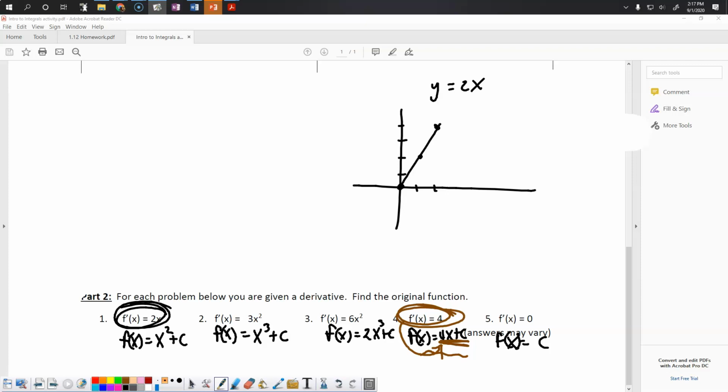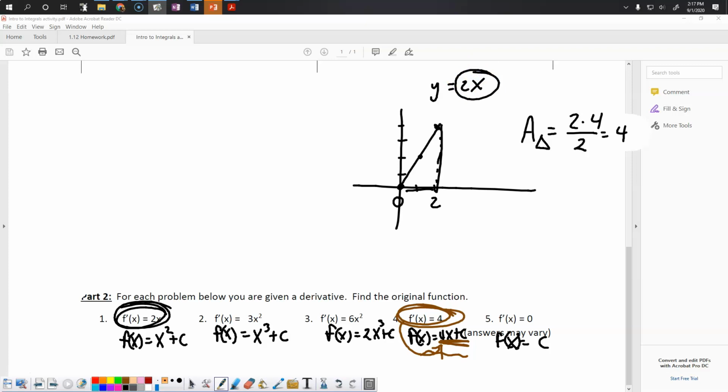Now let's say I wanted to find the area between 0 and 2. Well, that just so happens to be a triangle. And the area of a triangle, once again, is easily solved using geometry. We do the base times the height, 1, 2, 3, 4, it looks like 4, divided in half. And so the area of that region is 4. So the area between that line and the x-axis, from 0 to 2 is 4.